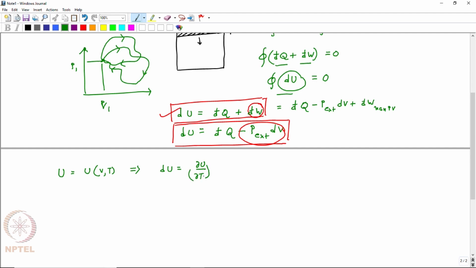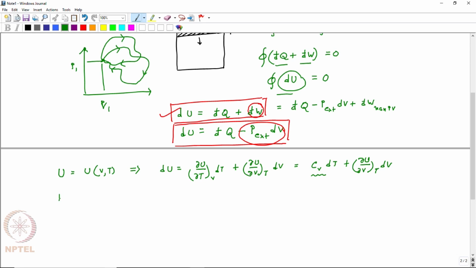So this is just straightforward if we do it: plus ∂U/∂V dV, and this should be dT, and then we can further write it as Cv dT plus ∂U/∂V dV. Now Cv is nothing but the heat capacity at constant volume.